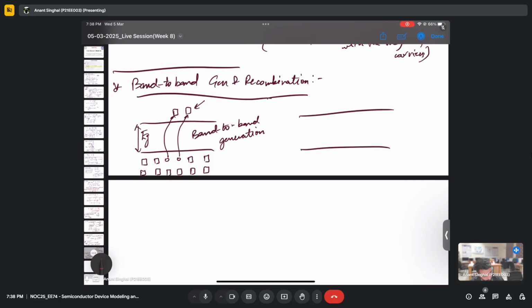Similarly, if these electrons move back to the conduction band, what will happen? If they move back, there were holes before. Let me make the before picture. If we can somehow move this electron back, that will be nothing but band to band recombination.